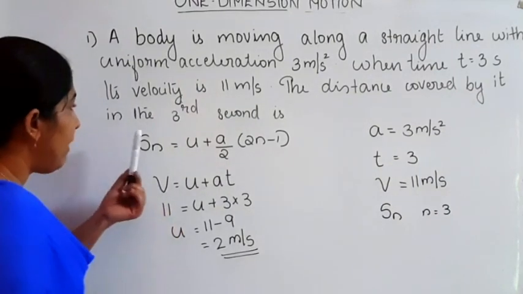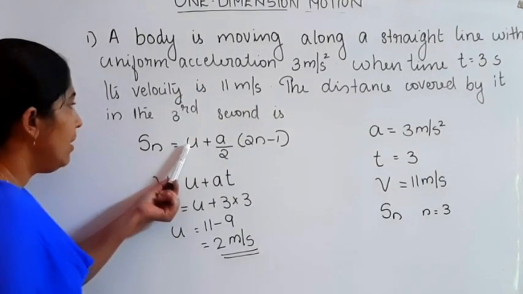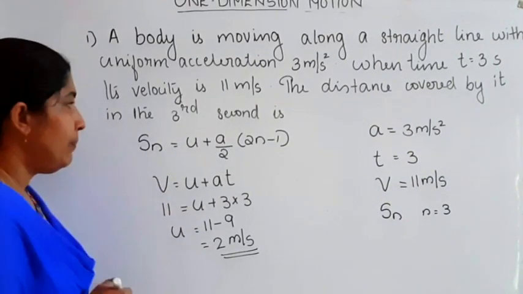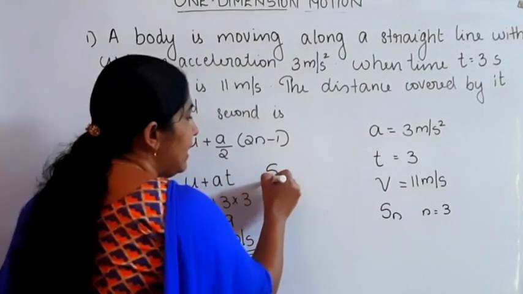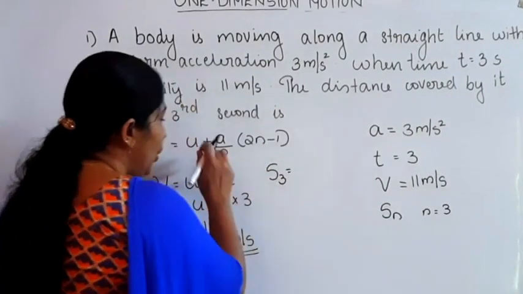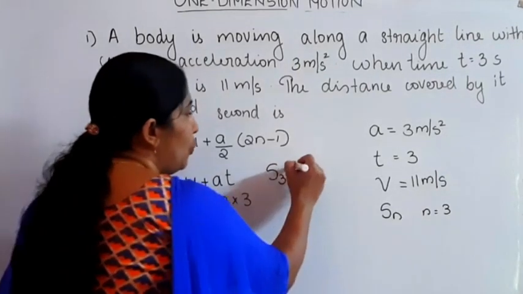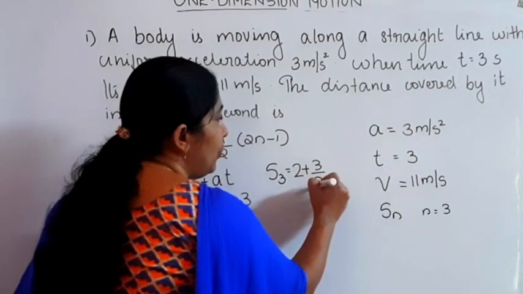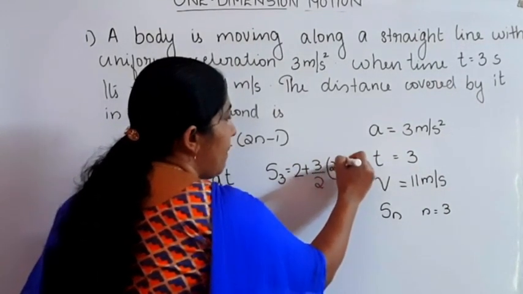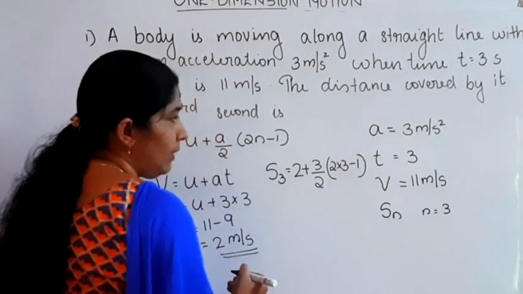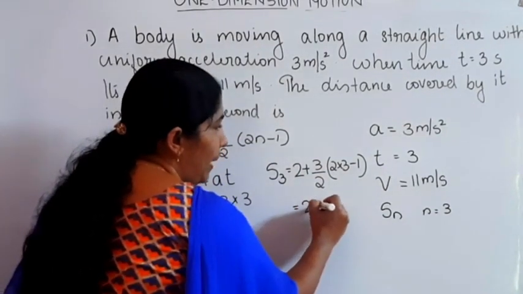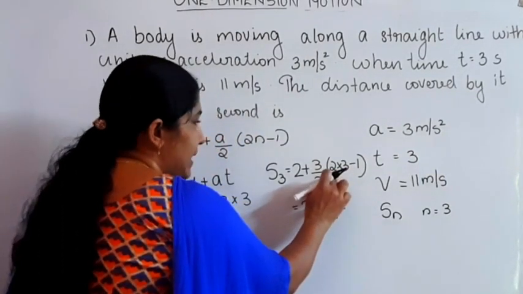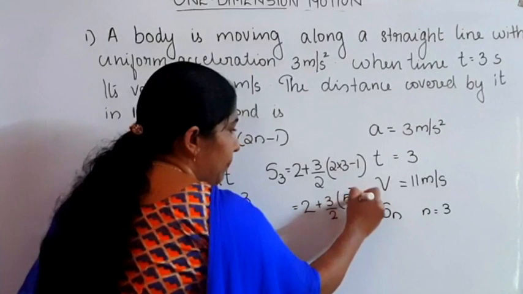Now we can substitute the value of u in this equation. Then we can find out the displacement in the third second. Displacement in the third second, S3, is equal to u, which is 2, plus a, which is 3, by 2 into 2 into 3 minus 1. That's equal to 2 plus 3 by 2 into 3 into 2, 6, 6 minus 1 is equal to 5.